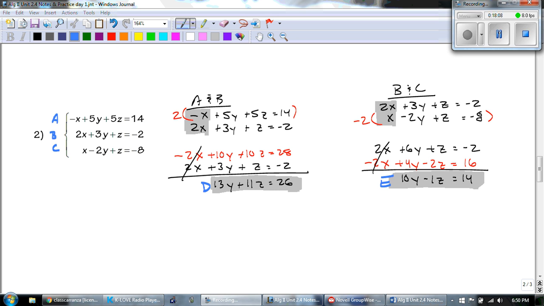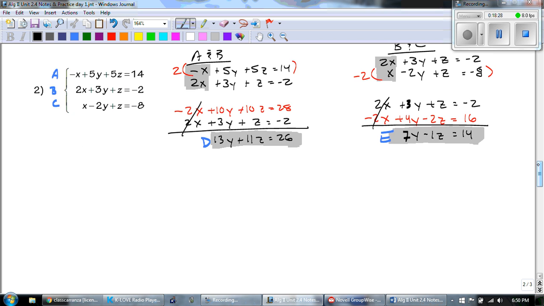Hold on. Hopefully you're not paying too close attention to Mr. Grice right here because I made a mistake. That's supposed to be a 3, Mr. Grice. So this should be a 7. Okay, so 7y minus 1z equals 14. I thought that looked a little weird.